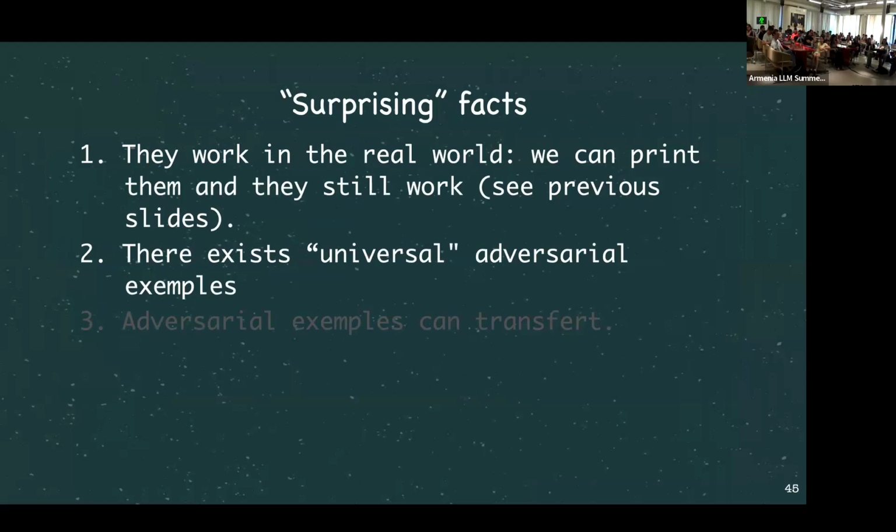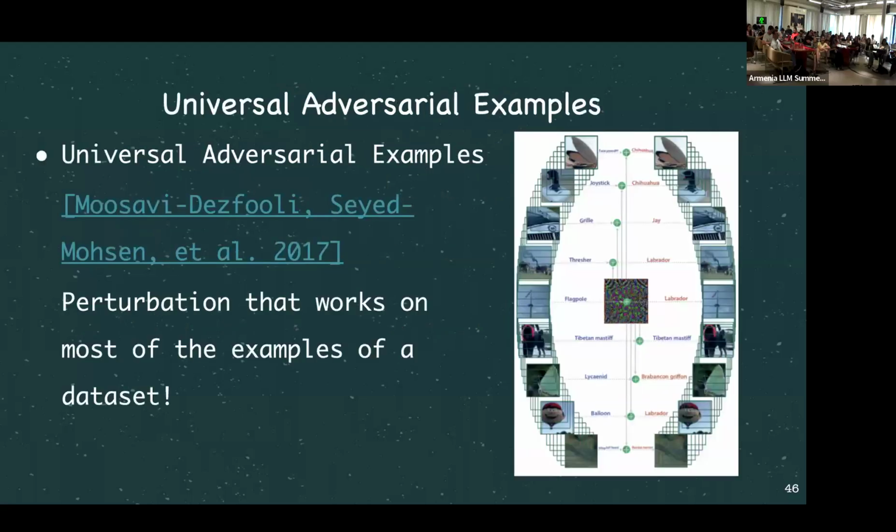More questions? Yes. How does the adversarial perturbation differ for two images of the same class? That's a very good question. In general, they differ a lot, but I have a slide for this question.